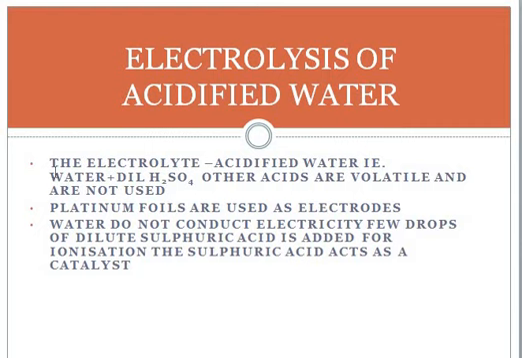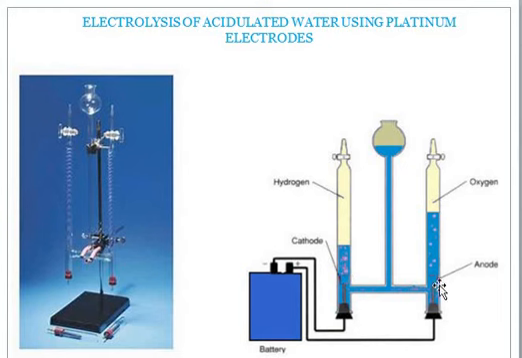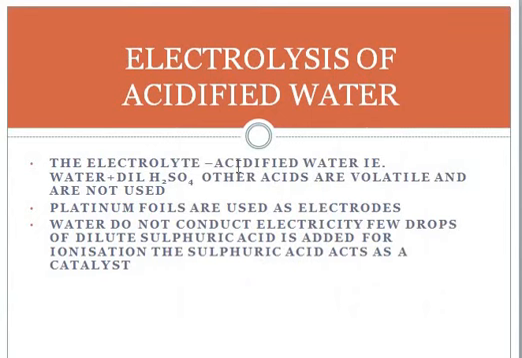So here are a few points. The electrolyte: what is the electrolyte present here? The electrolyte present here is water plus acid, so it is written as acidified water, that is water plus dilute sulfuric acid. Other acids are volatile and are not used. Point 2: platinum foils are used as electrodes. Water does not conduct electricity, so a few drops of dilute sulfuric acid are added for ionization. The sulfuric acid acts as a catalyst. Due to the presence of sulfuric acid, the ions present in water, that is hydrogen and OH ions, will dissociate. I'm going to show you a small video.